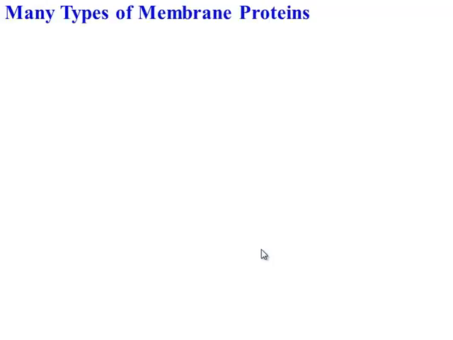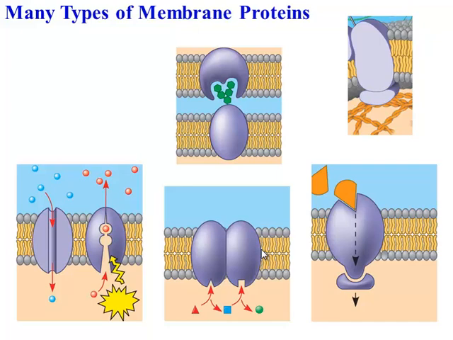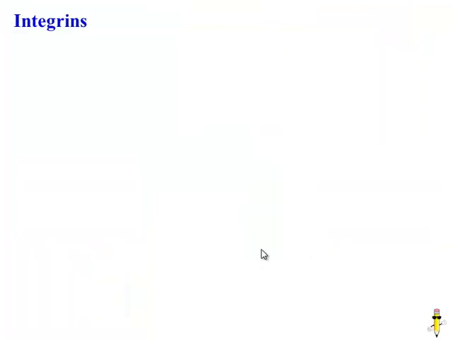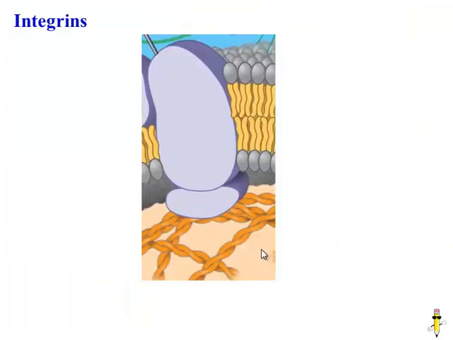Now let's take a look at all the different proteins found in the bilayer. We're going to go through these one by one. Some are very familiar to you, some will be new. The first protein we're going to look at is the integrin.